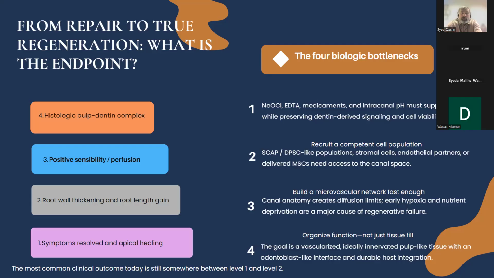The strategies they have adapted are able to resolve the symptoms. They are able to cause the apical healing and the root wall thickening, and at some point, root length gain is also possible by using bioactive glass or hydroxyapatite base, or calcium hydroxide, and even MTA has been used. How many of you use MTA in clinics?